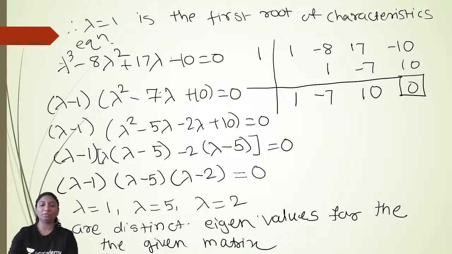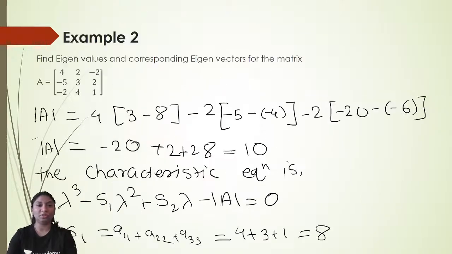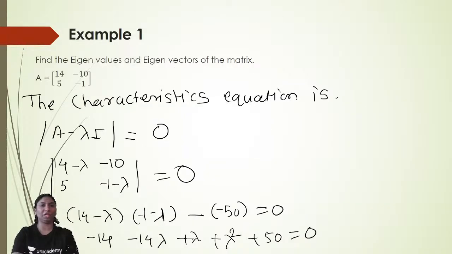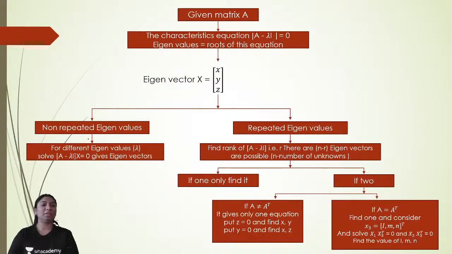Okay, now see, if you observe here, this is a symmetric matrix. 4 2 minus 2, minus 5 3 2, minus 2 4 1. This is a symmetric matrix. So we will go to our chart. See, in this chart, for non-repeated eigenvalues, for different eigenvalues we will get different eigenvectors.